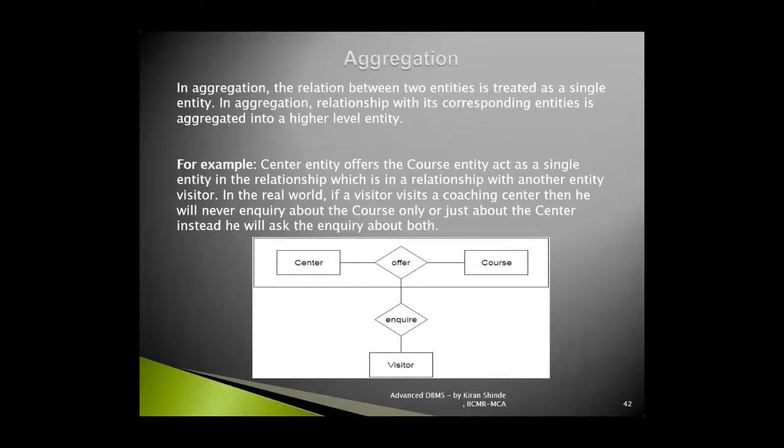Here, we have taken into consideration an example where you can see there are two entity sets, center and course. The center entity offers the course entity, and the course entity is connected with the center entity via this offer relationship set. Okay. So in the real world, if a visitor visits a coaching center, then he or she will never inquire about the courses only or just about the center. Instead, that visitor will inquire about maybe what are the different branches of that particular center as per the comfort or as per the address of that particular visitor.